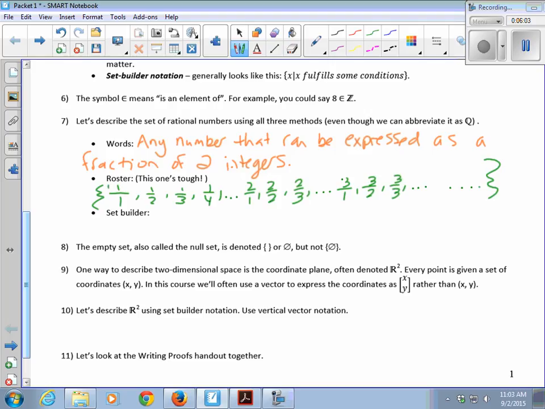So I could just put plus or minus in front of all these. You get the idea. All right, so with set builder, we can do this much more efficiently. It's just all fractions, right? So I could just say the set of all numbers that look like a over b, such that what has to be true about a and b? Integers. A and b have to be elements of Z.